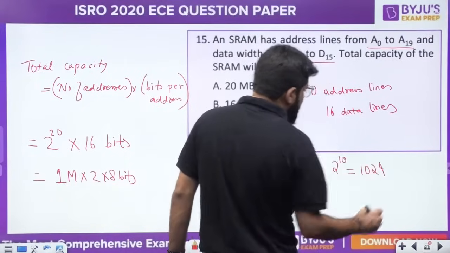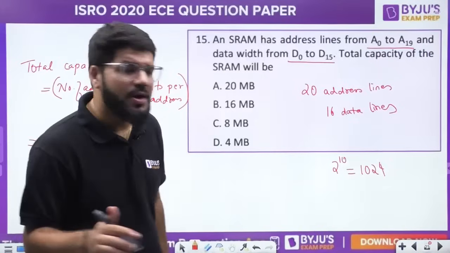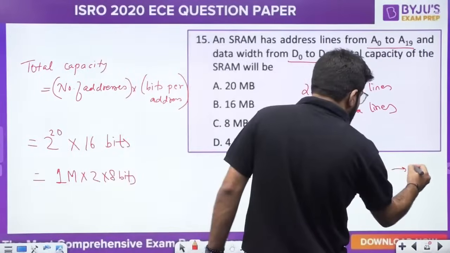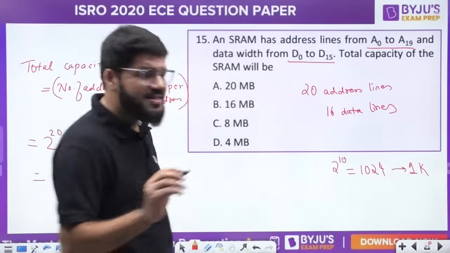2 power 10 is 1024, and that is the nearest power of 2 which is closest to 1000. Actual 1000 you can't get, so we write this as 1k. This is in the binary world, this is 1k. 1024 is 1k, not exactly 1000.